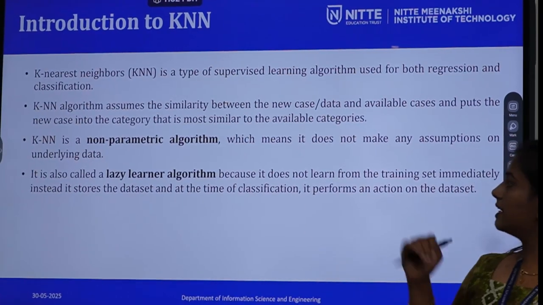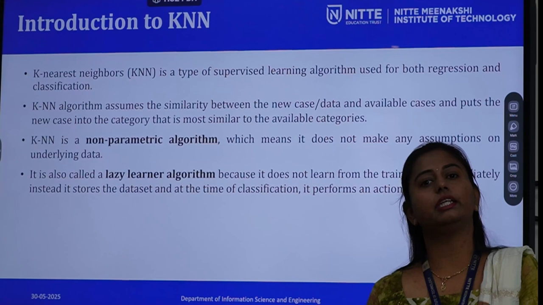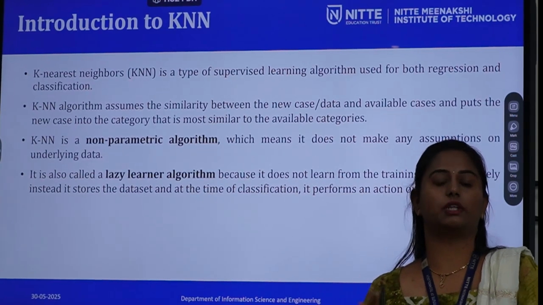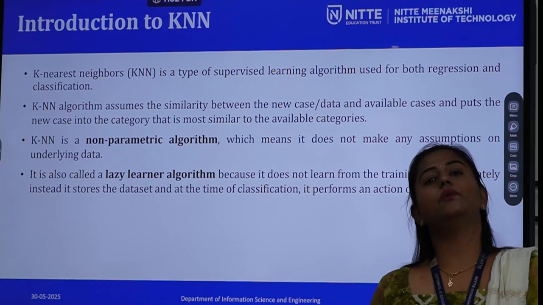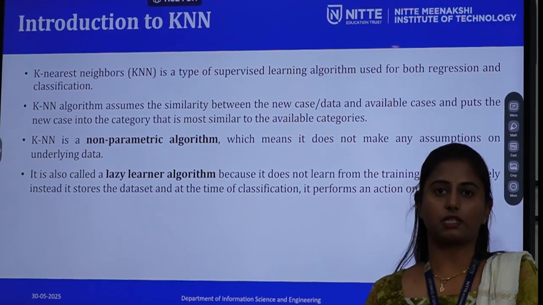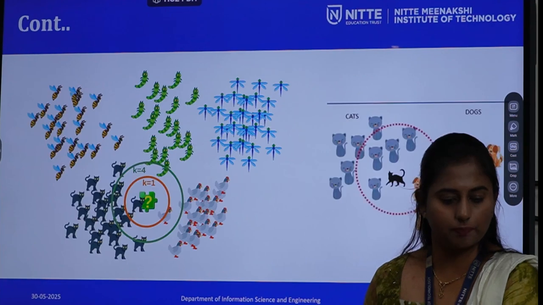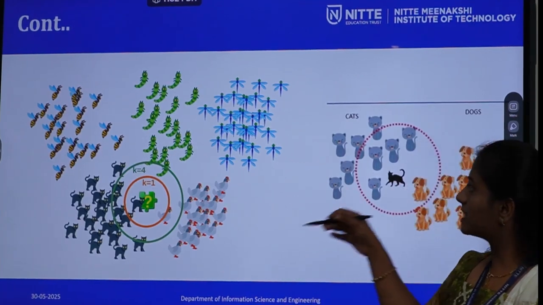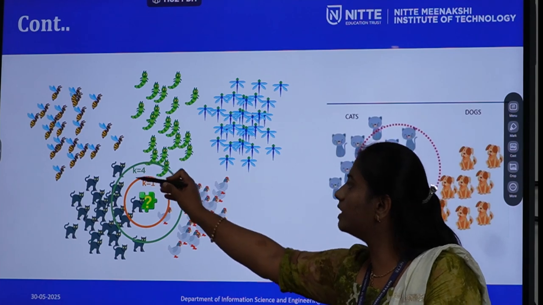It is also called a lazy learner algorithm because, as I already told you, when we give the data, it always keeps storing the data. It won't process immediately. When we give the new data point, only then does it start processing and give the classification. Now you see, I have different classifications available here, and I am also pointing out a few K values here.